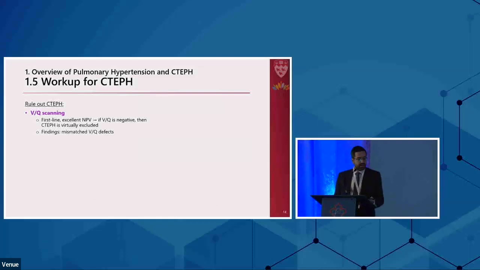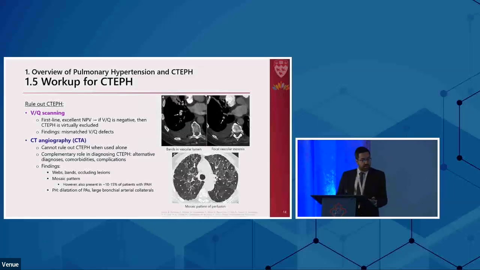Then we do the VQ scan. Why? Because it's a very good first-line test with a very high negative predictive value. If the VQ scan is negative, then you've essentially ruled out CTEPH as the cause of the pulmonary hypertension. CT angiography can miss the disease in certain subsets of the patients, and there are different findings that they can see. It's more reorganized clot and mosaic attenuation pattern of the lungs.